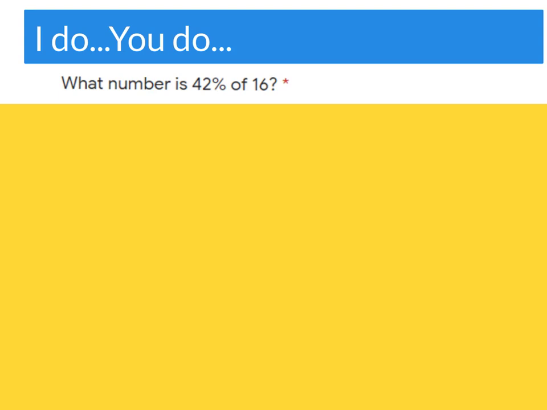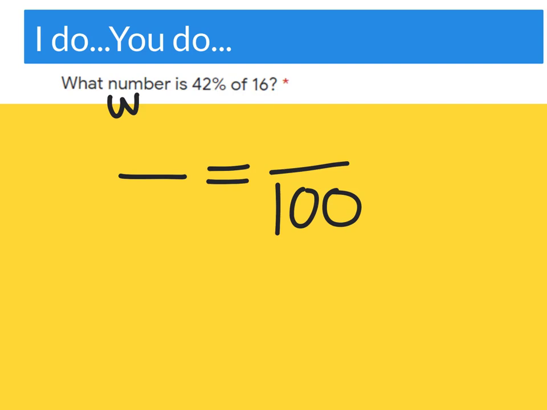Alright, this is how to work with the answers to "I do, you do" percent and "is of" format. So I see that I have a percent problem, so right away I'm going to go percent proportion. Again, you could do an algebraic equation. If you did an algebraic equation, you would write it as what number? We don't know, so we write a variable.